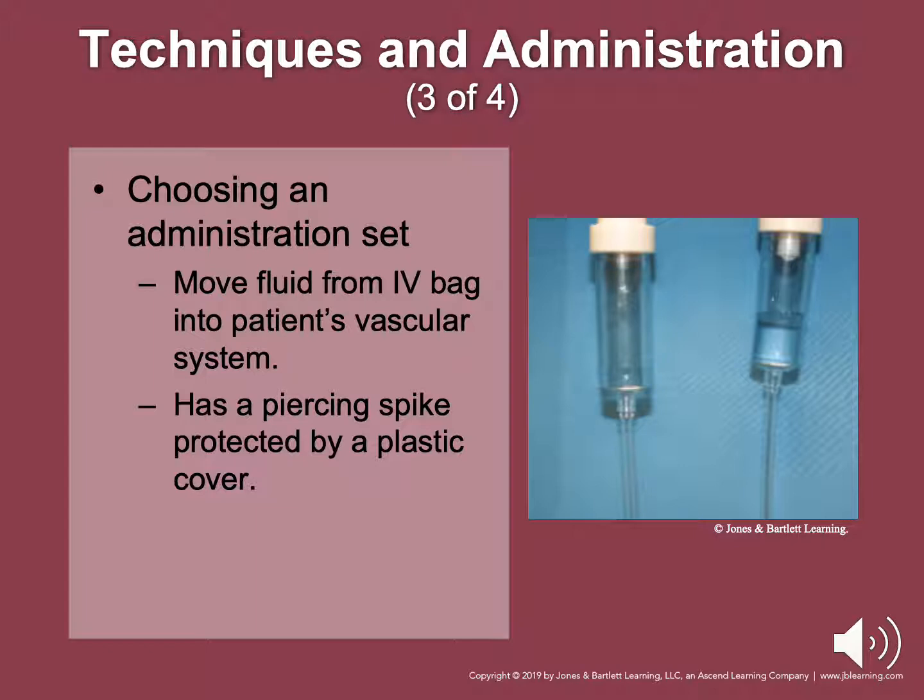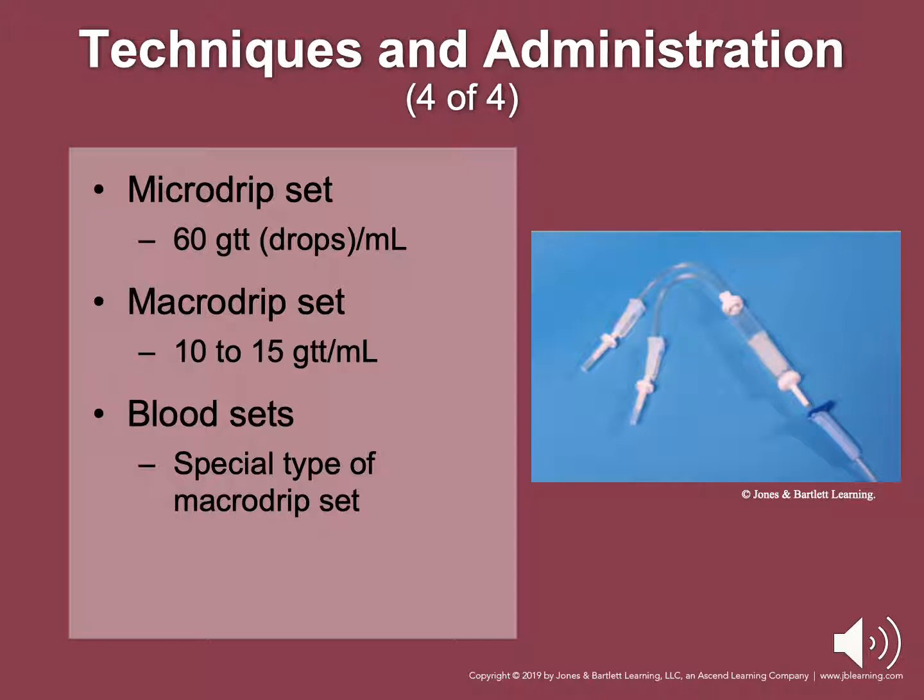Basically, there are 3 different sets that we'll carry on the truck. You have a micro drip, which is a 60 drop set per ml. Then a macro drip, which only takes 10 to 15 drops per ml. Micro is smaller, macro is bigger. These blood sets are special types of macro drip sets, and that's what you see here. Basically, you have to run the blood components on one side and the saline on the other, so that it mixes and moves quicker through this filter set and the drop chambers here.